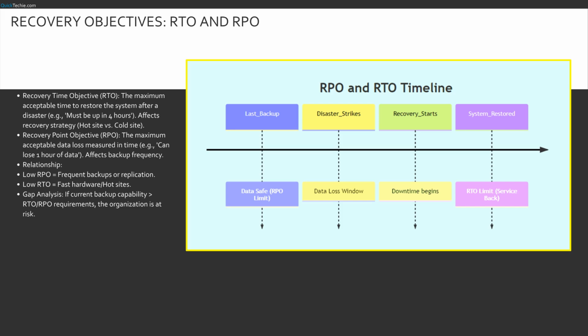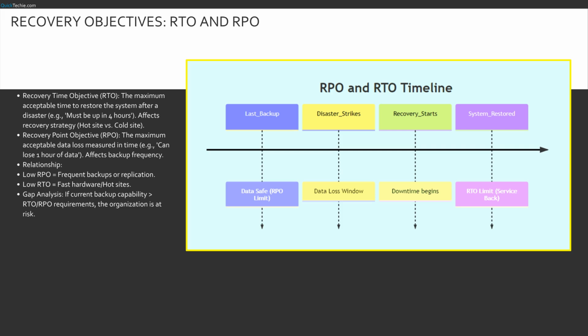Recovery Time Objective, RTO, is your stopwatch. How long can you be down? If your RTO is 1 hour, you cannot rely on tape restoration. You need disk mirroring or hot sites. Recovery Point Objective, RPO, is your data tolerance. How much work can you lose? If your RPO is 5 minutes, a nightly backup is useless. You need real-time replication. As an auditor, you compare the technical capability against these management targets.